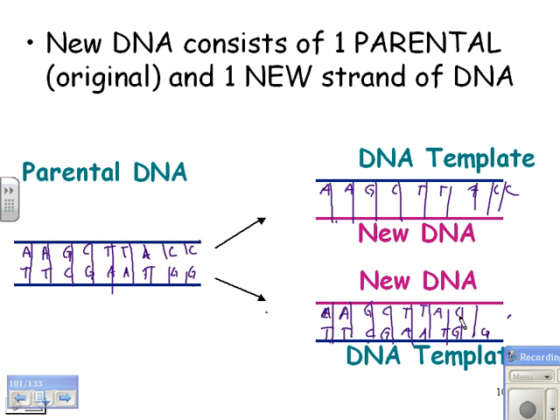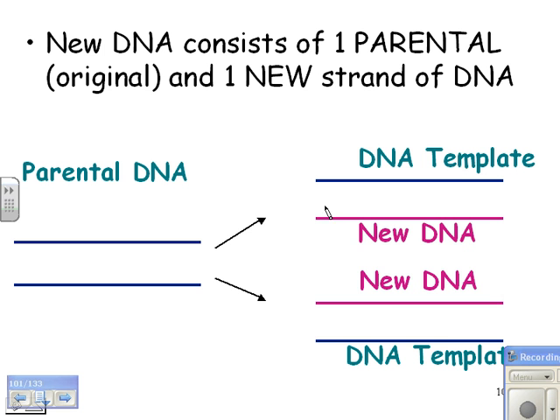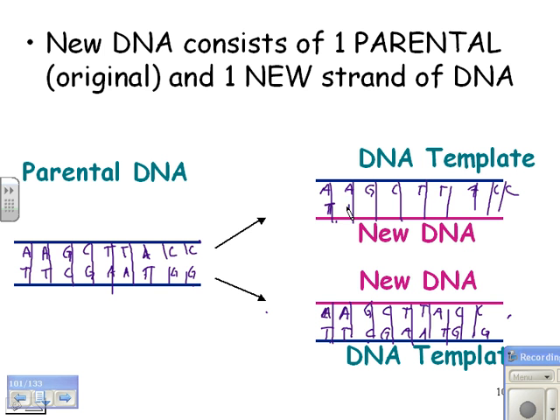G goes with C, this G goes with that C. Up here you do the same thing. This serves as a template for making the new one. So this tells you a model of how to make the new one. So A goes with T. T, G goes with C, G, A, T, G, G.